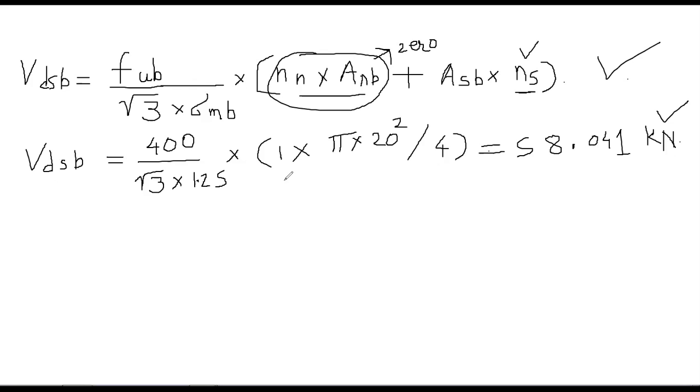Okay, now our previous value for your bearing strength was 131.2. So the value of VDPB is more than the value of VDSB. So therefore, we will consider the VDSB value because it is less.